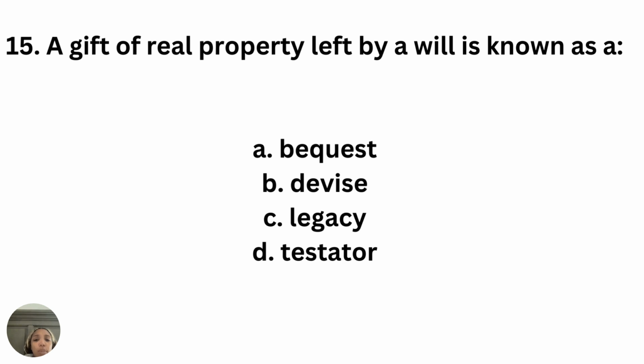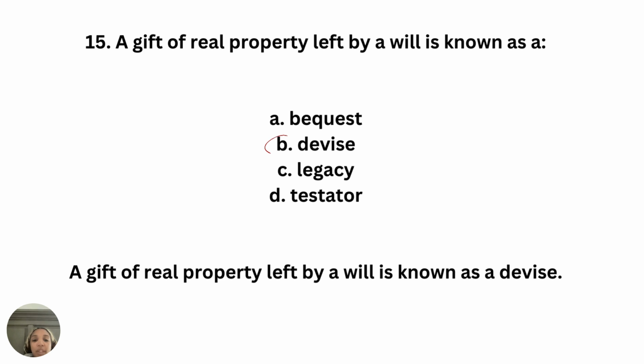A gift of real property left by a will is known as: A, bequest; B, devise; C, legacy; D, testate. I don't know why I can't say it today. The answer is going to be B. A gift of real property left by a will is known as a devise.